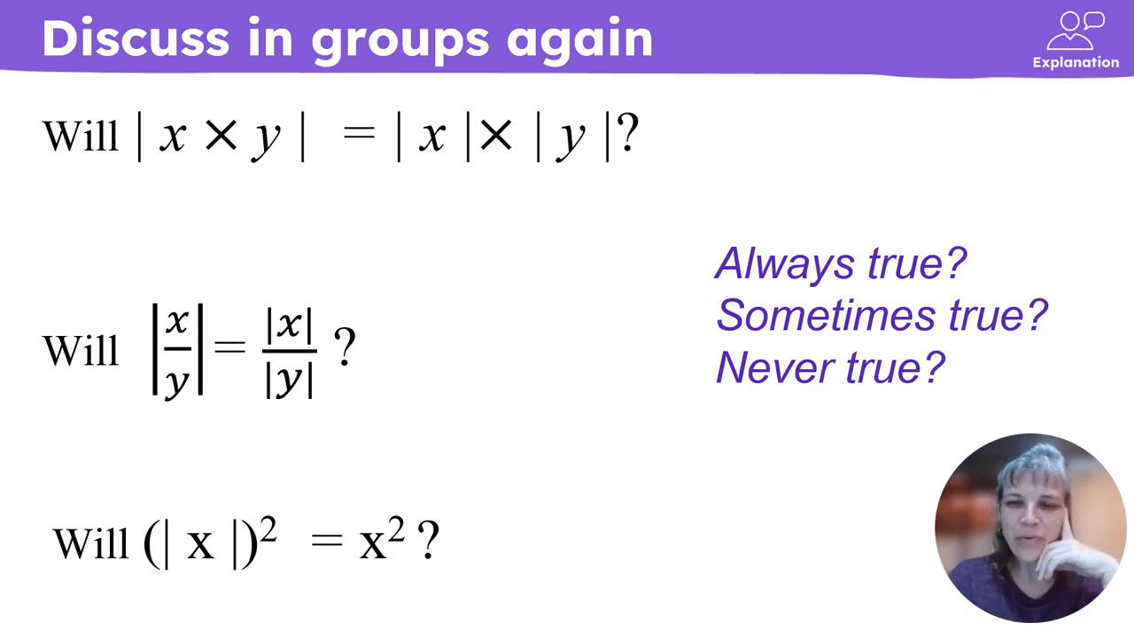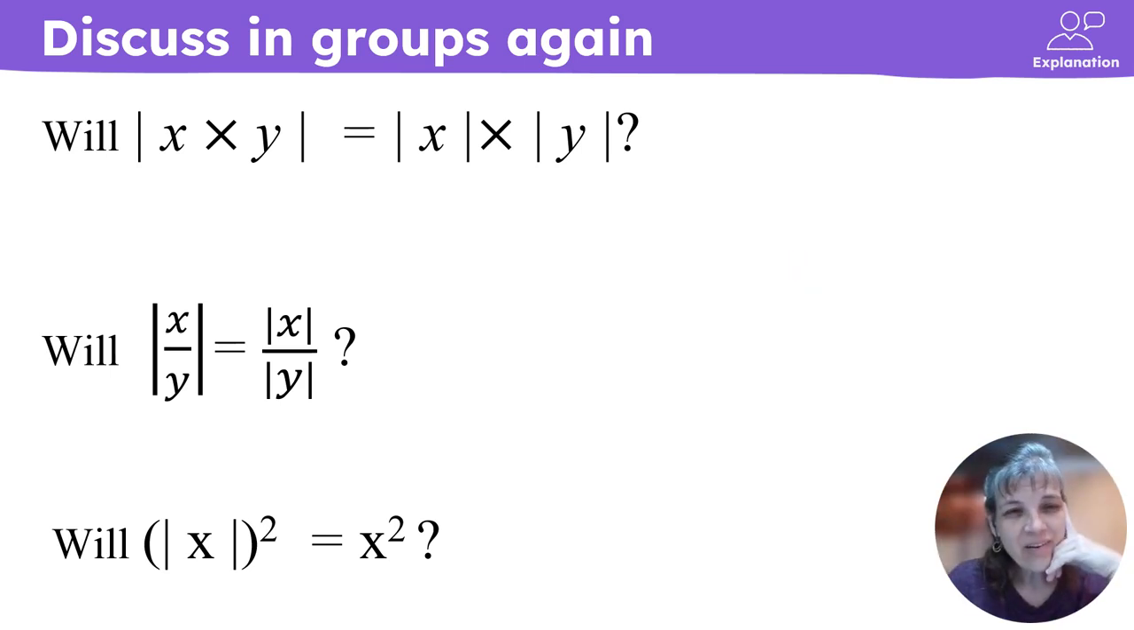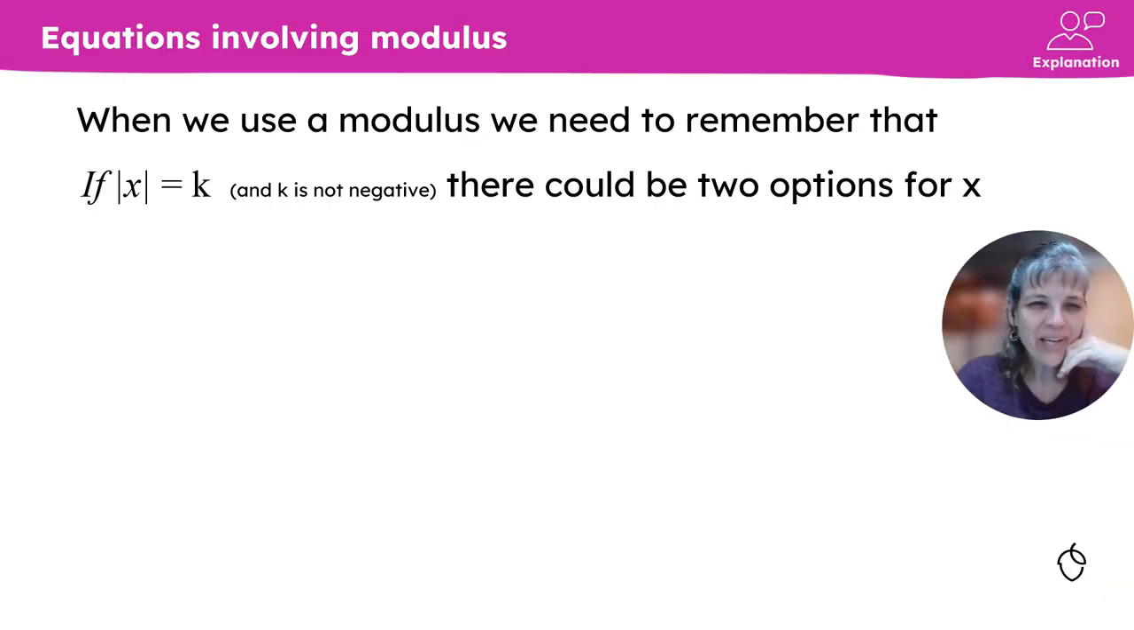Pause the video, discuss with each other, and decide whether you think it's always true, sometimes true, or never true. Okay, welcome back. Hope you discussed. In these cases, unless you found some exception I didn't think about, these three situations are always true. One will be equal to the other.